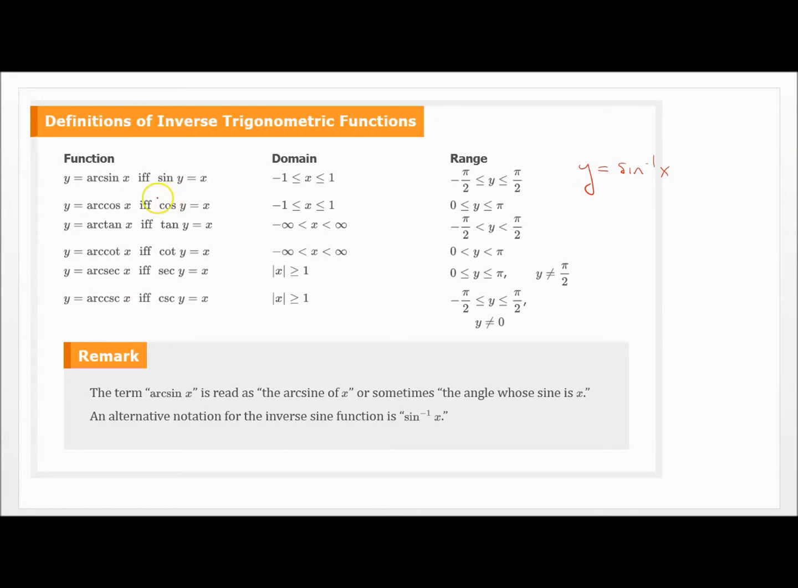Now, it says y equals arc sine of x or inverse sine of x if and only if sine of y equals x. The domain is -1 to 1. So you cannot plug in any value into an arc sine or an inverse sine, because those are the same functions, if it's outside of this domain. Like you cannot evaluate the arc sine of 2 or the arc sine of -5 because it's not between -1 and 1.